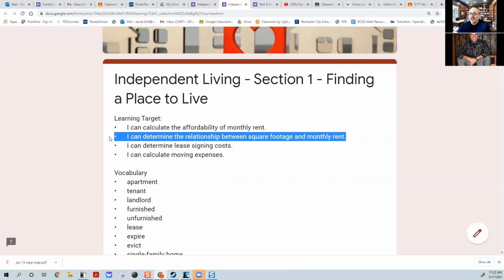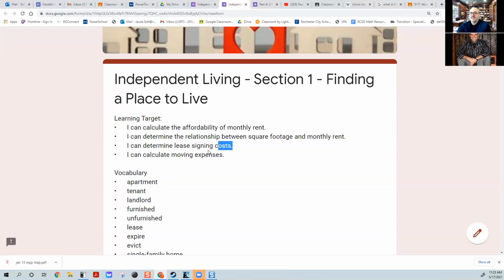The second learning target is I can determine the relationship between square footage and monthly rent. So this is kind of like where we have 2 variables. As the apartments get bigger, they tend to be a lot more expensive. Like an itty bitty 600 square foot apartment would be kind of tight and usually fairly inexpensive and affordable. Whereas an apartment that's like 2,000 square feet, you'll pay a lot of money.